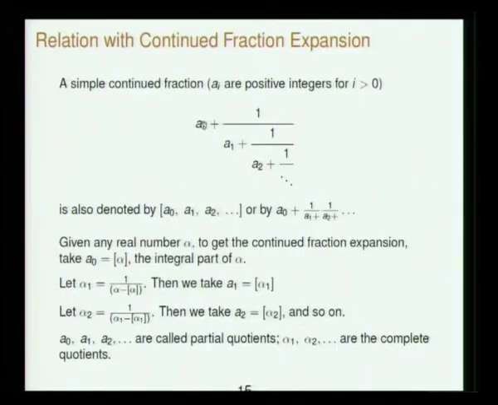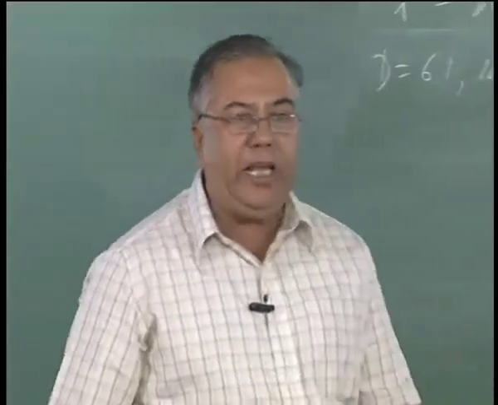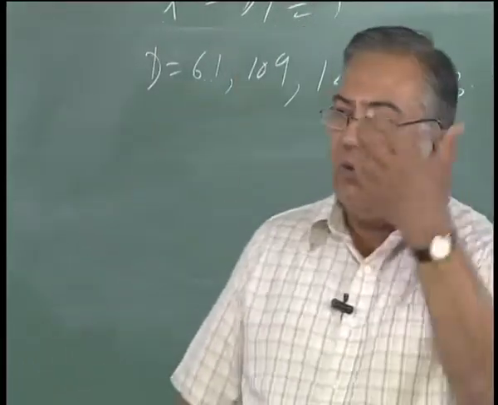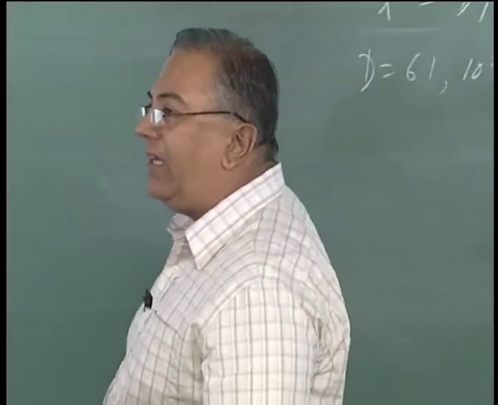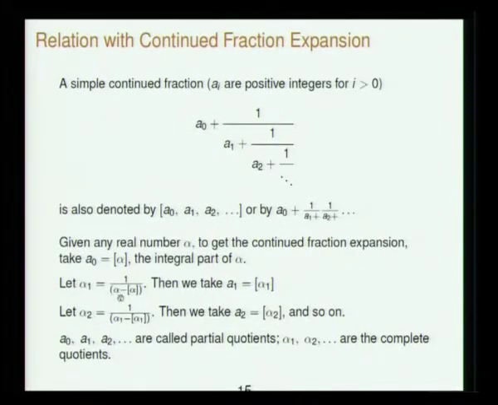These are called partial quotients. The first partial quotient a0 is just the integral part of alpha. What is the integral part of alpha? If the number is 1.3, the integral part of that is 1. If the number is 1.9999, the integral part of that is still 1. Now subtract the integral part of alpha from alpha, so that will lie between 0 and 1. Take the reciprocal of that, that will be much more than 1, that is called alpha 1. Take the integral part of alpha 1, call it a1.